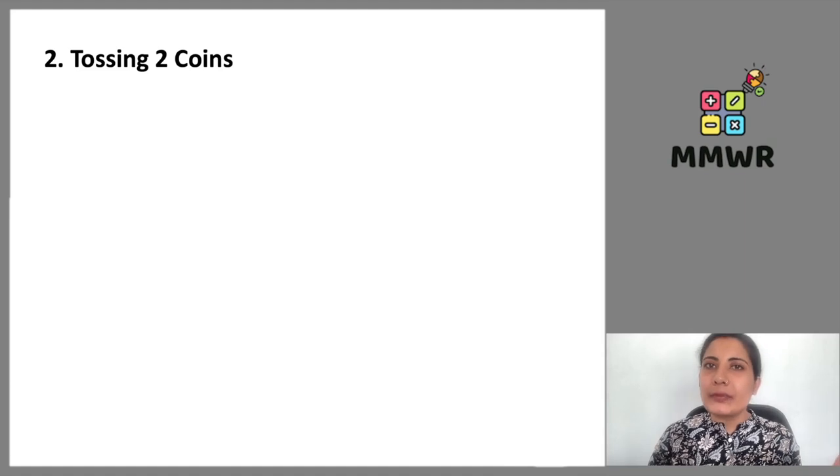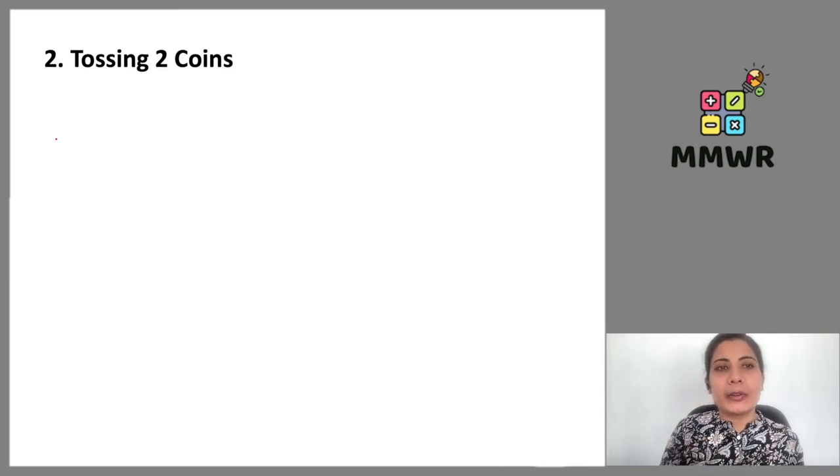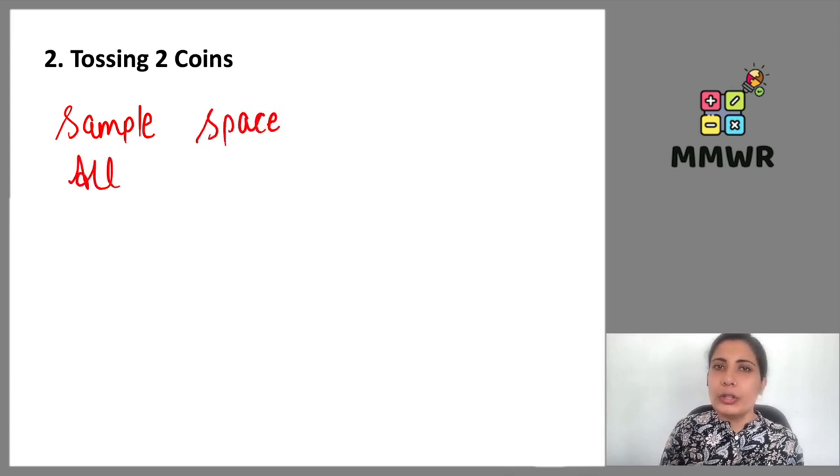So it can be done this way also. We are tossing two coins together, or we can toss the coins one by one. First we toss the first coin, and after that we toss the second coin. So what sample space will get created in that case, or we can say what will be the total number of outcomes, or all possible outcomes. Sample space, all possible outcomes, all of these are the same thing.